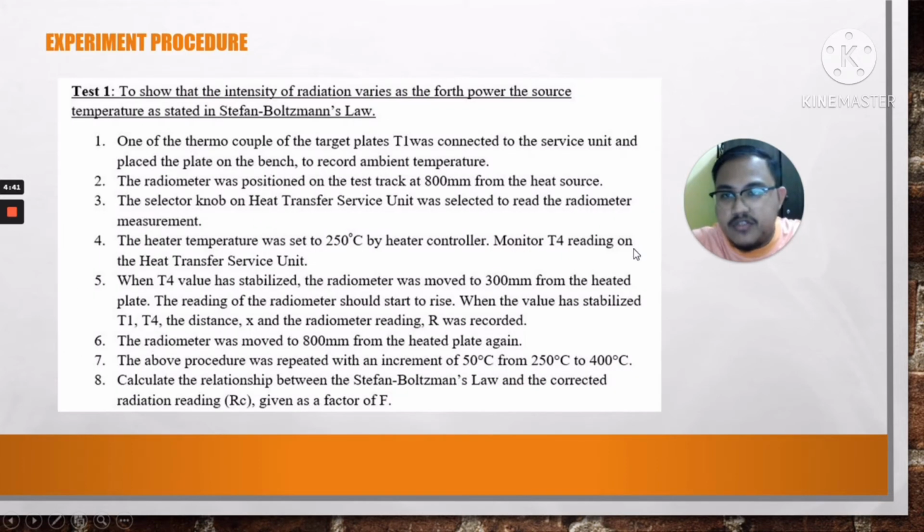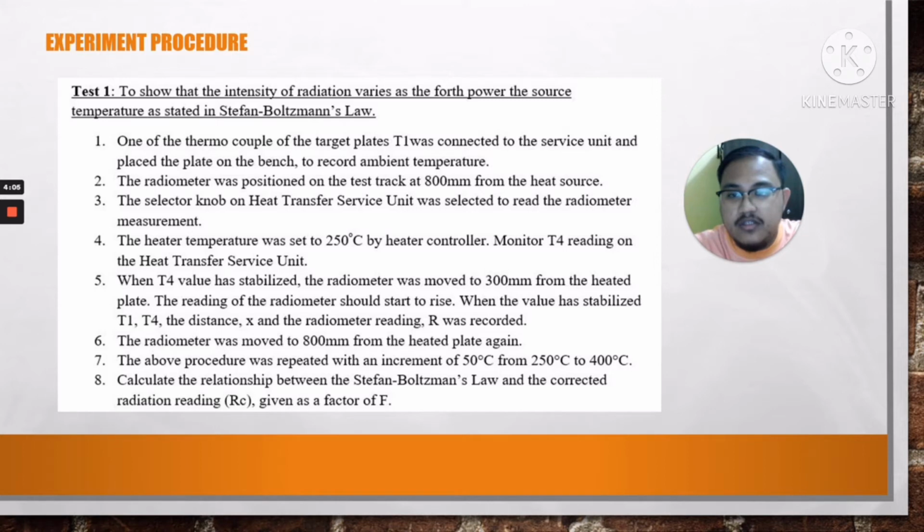Next, for the experiment procedure, we have two tests. Test one is to show that the intensity of radiation varies as the fourth power of the source temperature, as stated in Stefan-Boltzmann law. The first procedure is that one of the thermocouples of the target plate, T1, was connected to the service unit and placed on the bench to record ambient temperature. Next, the radiometer was positioned on the test track at 800 mm from the heat source. The selector knob on the heat transfer service unit was selected to read the radiometer measurement.